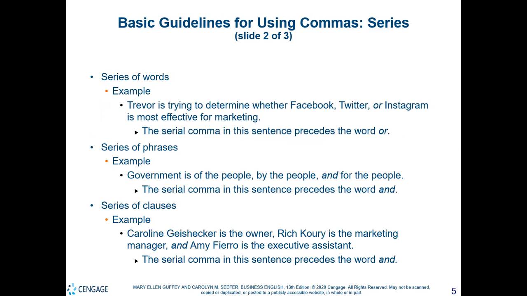We have series of phrases. Example: the government is of the people, by the people, and for the people. The serial comma in the sentence precedes the word and.